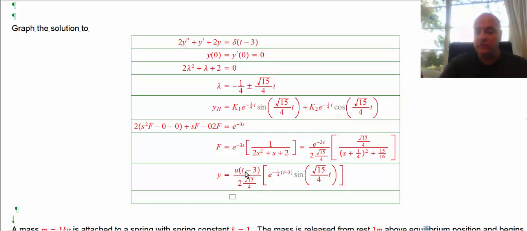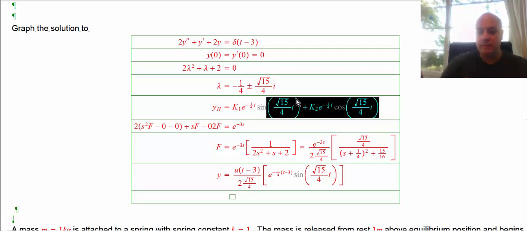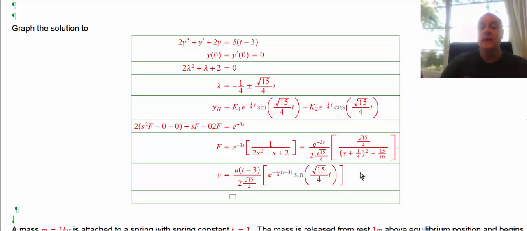Y before t equal 3 is 0, because this Heaviside step function would be 0 multiplied by everything. After t equal 3, this Heaviside step function is 1, so it's a decreasing exponential multiplied by the sine function. We're getting the physical equation that we thought we were going to get.